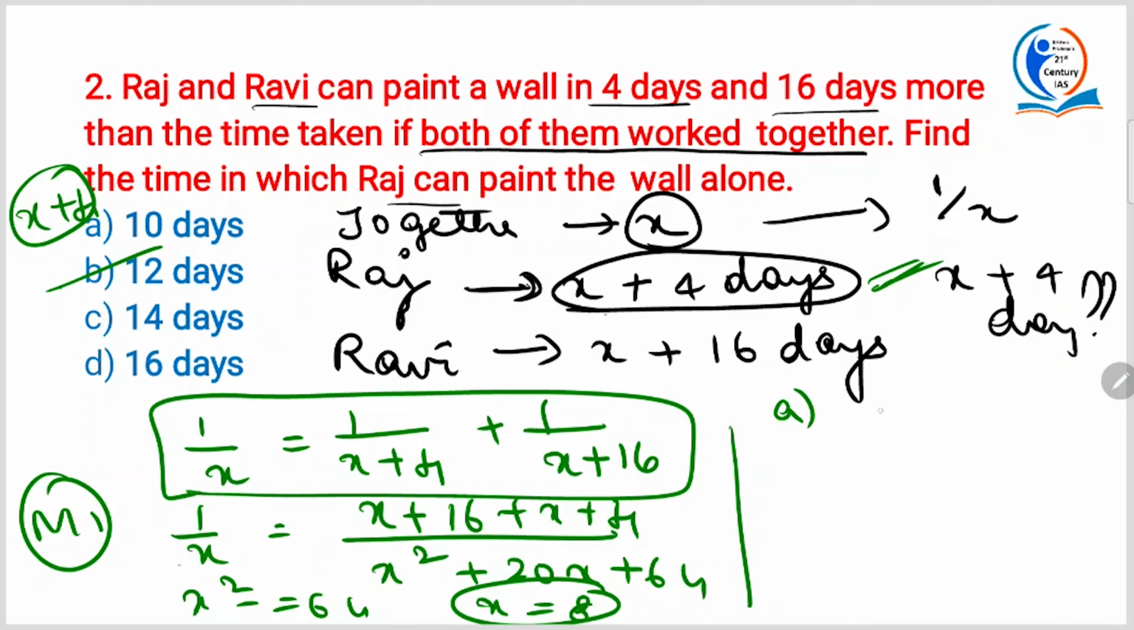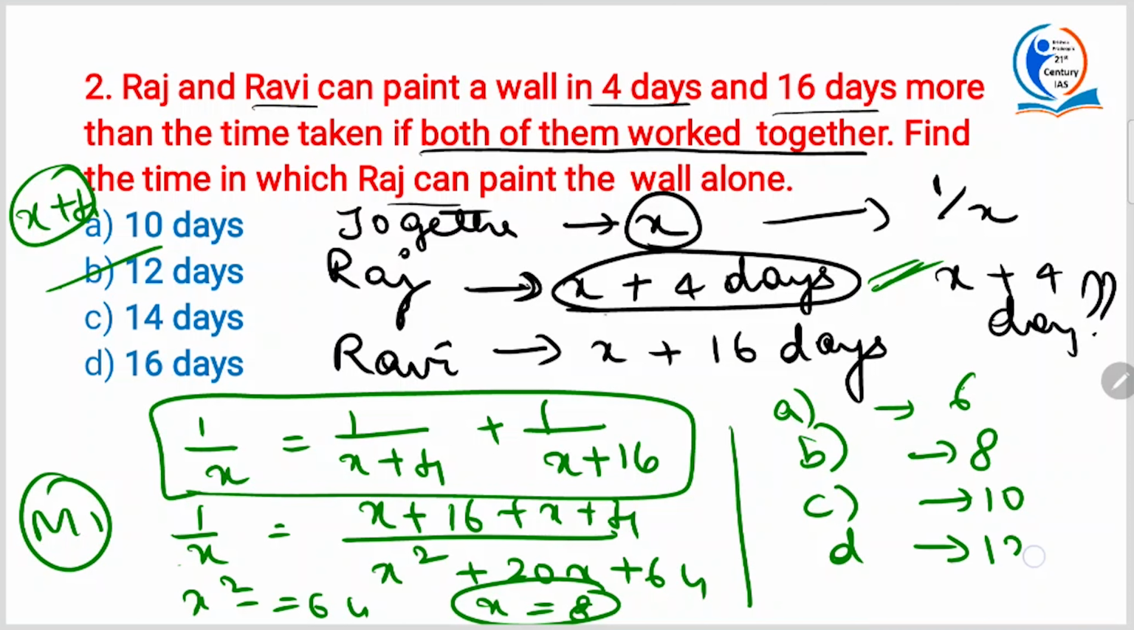Option A would become what? x plus 4 is 10. Then x is how much? It is 6. Option B would become 8. Option C would become 10. Option D would become 12. Right? Now substitute these values and check if this equation is holding true.